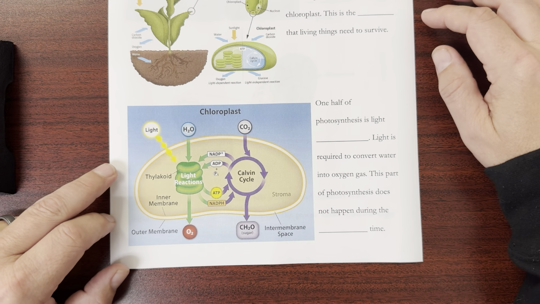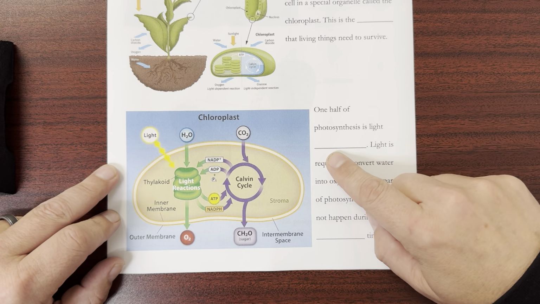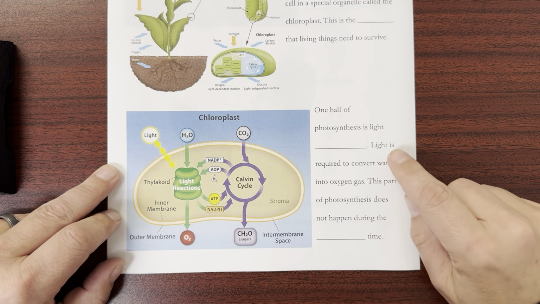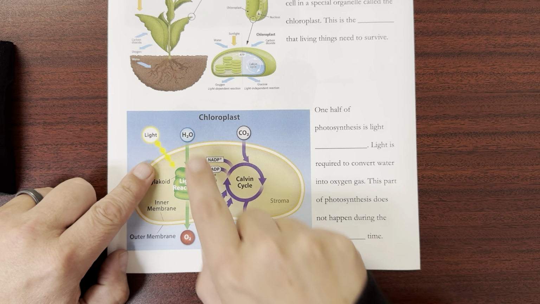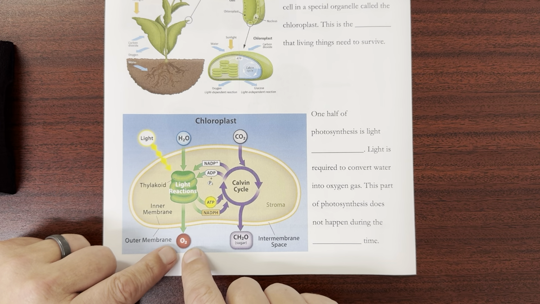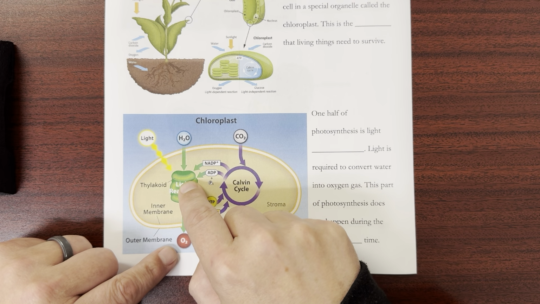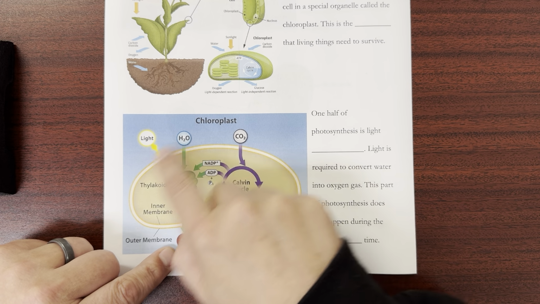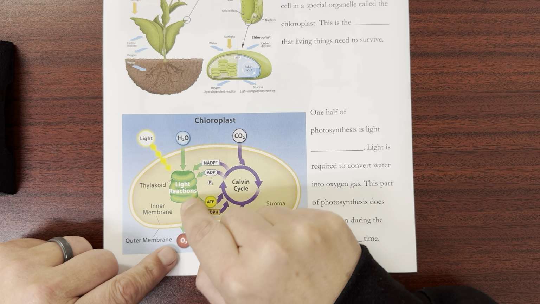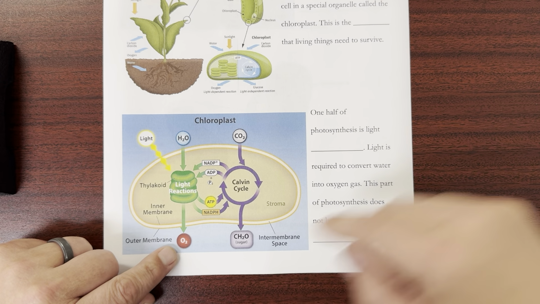All right, next up, the chloroplast. One half of photosynthesis is light dependent. That's what we see right here. This part is light dependent. Light is required to convert water into oxygen gas. So this is where the oxygen in our atmosphere comes from. It comes from this process. Light goes into this chloroplast, and some water is converted into oxygen gas that is then expelled from the plant.